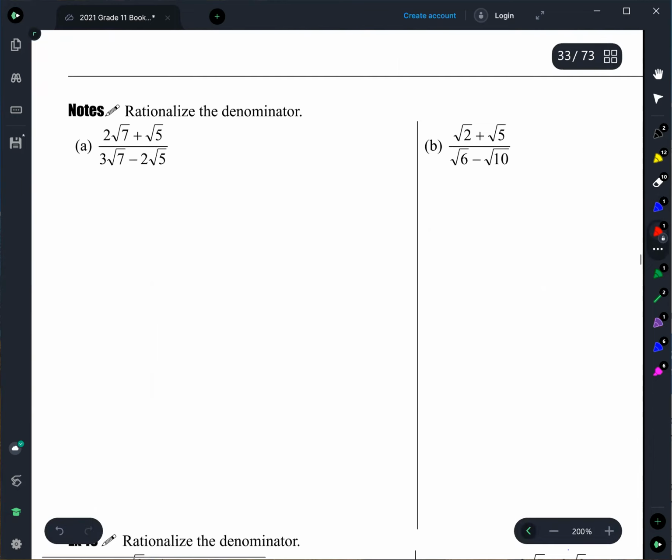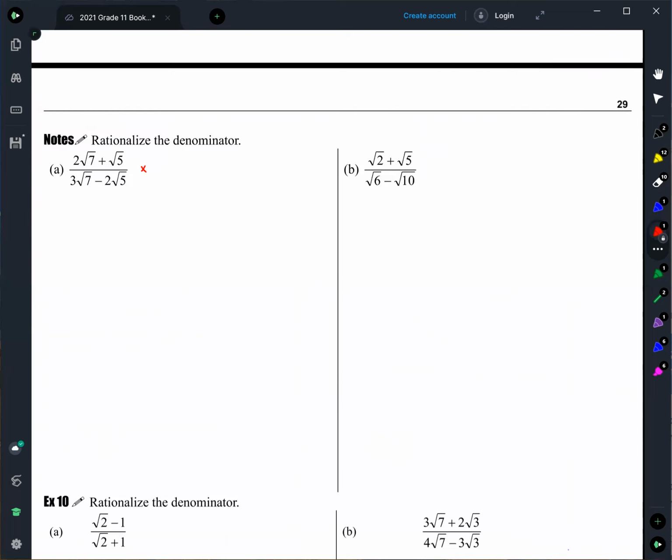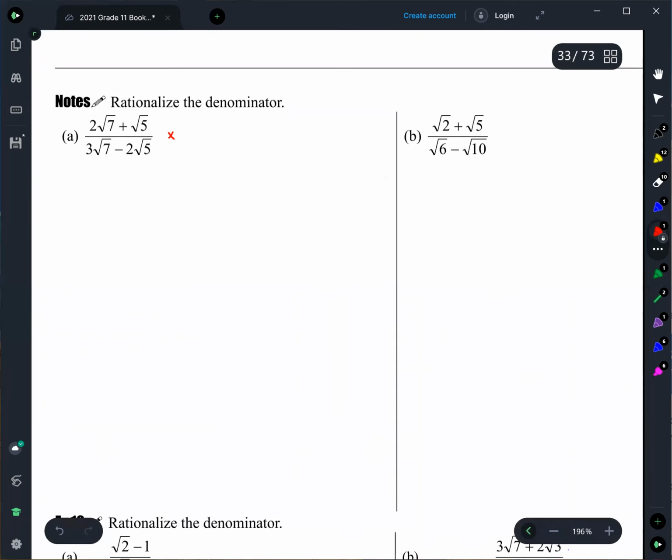So the thing that we need to multiply to rationalize the denominator, okay, what should we multiply for this one? We're on page 29, okay? So Henry, what should we multiply here to rationalize the denominator? We should multiply it by 3 times square root of 7 plus 2 times root of 5. Yeah, very good. Okay, so top and bottom, you should multiply by the same thing.